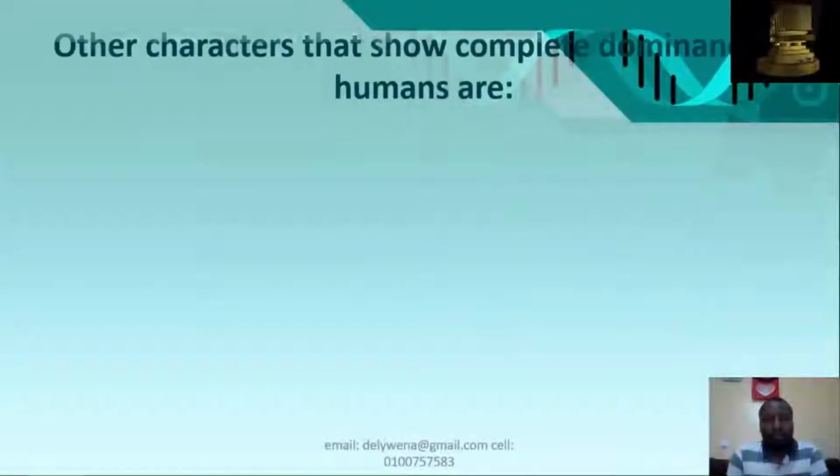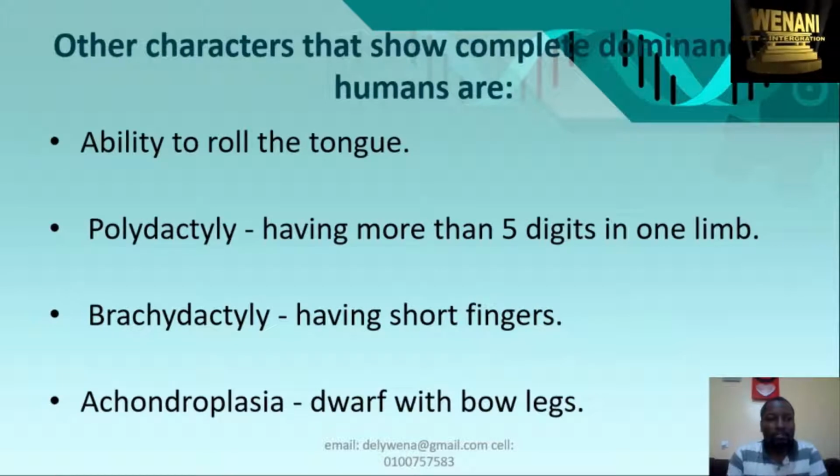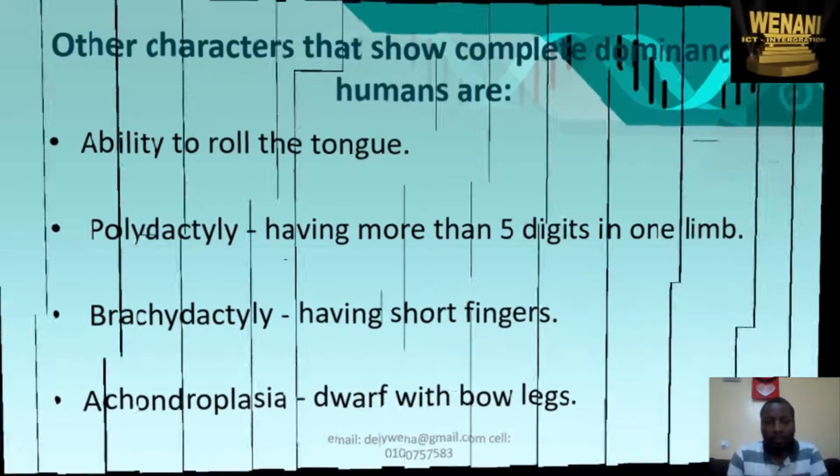Then we have other characters that show complete dominance in humans, and these are the ability to roll the tongue. The second one is known as polydactyly, and then we have brachydactyly. We have achondroplasia.